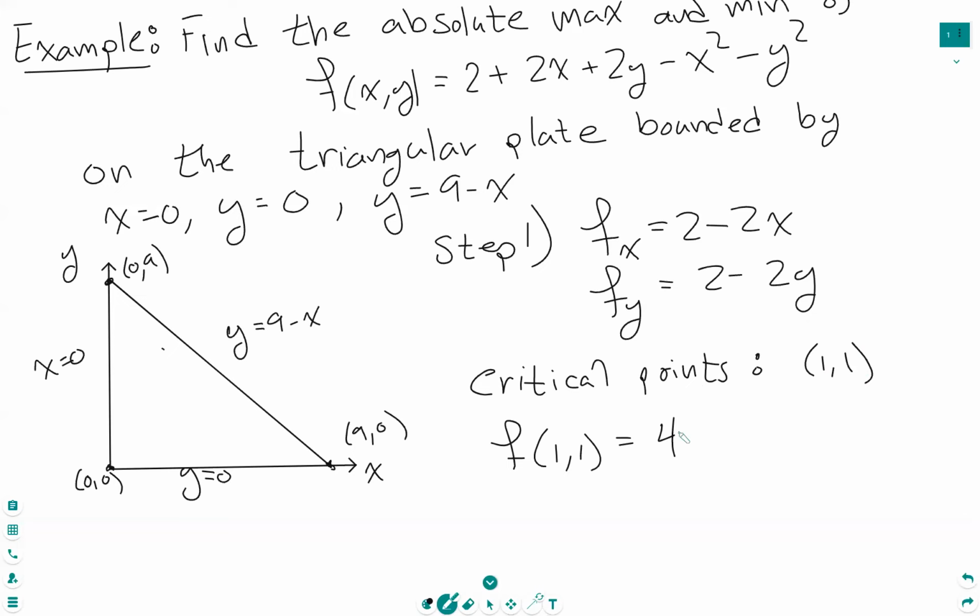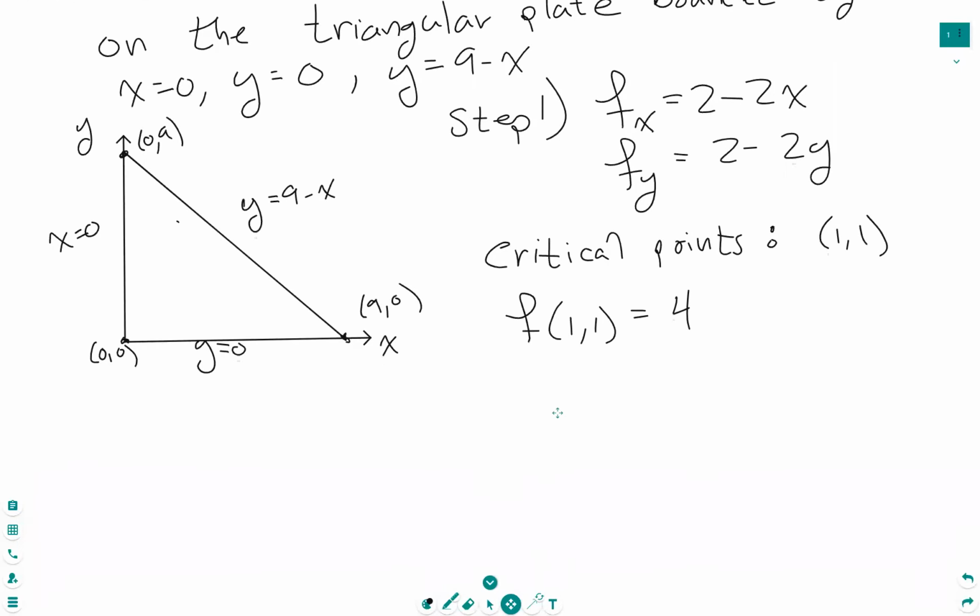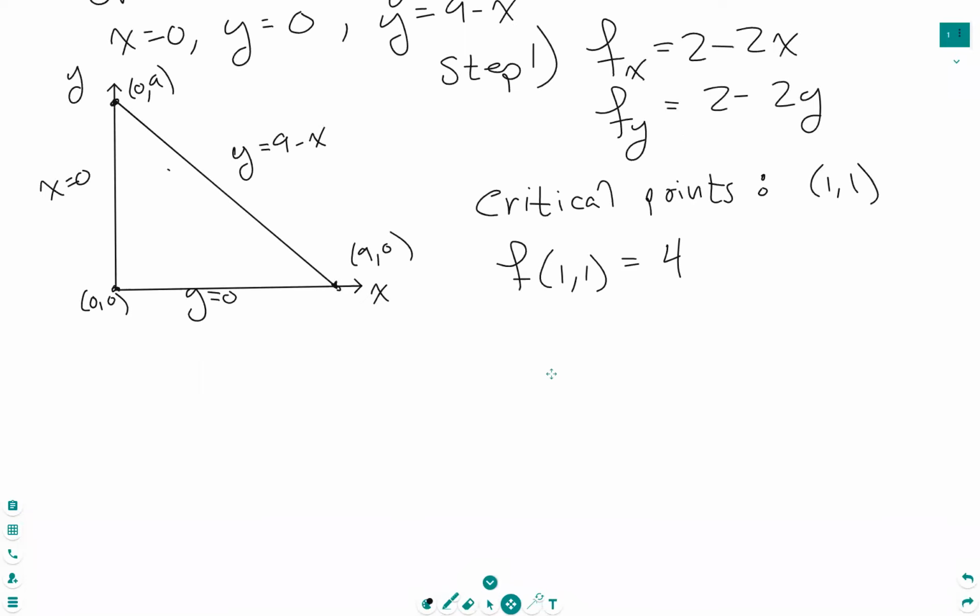I'm trying to find the absolute max and min. So if at the end of the day this is the largest value, then I know it was a local max, and in fact it's going to be the absolute max. We're only interested in the absolute, not whether this is local or not. Okay, so now we're going to move on to step 2.